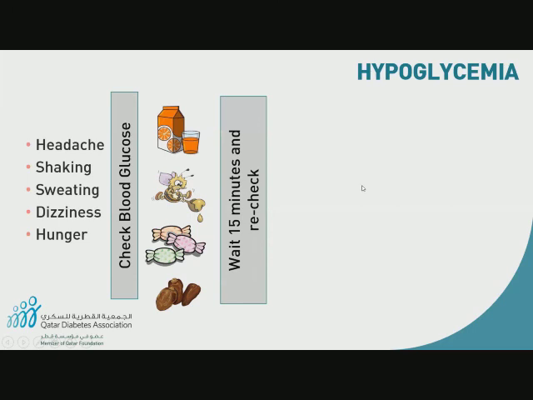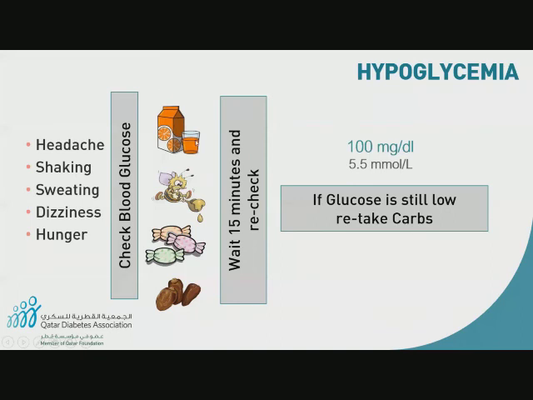Okay, and then check again. Make sure that your blood glucose has reached 100 milligrams per deciliter or 5.5 millimoles or higher. And this is how you know that you have managed your hypoglycemia episode. Well, if I checked again after 15 minutes and it's still 75, for example, then you need to again go back and take one of those choices, and wait for 15 minutes before rechecking again and making sure that you are above 100.